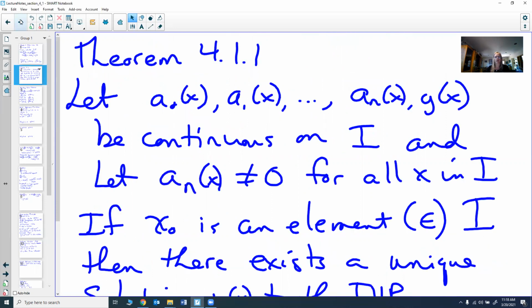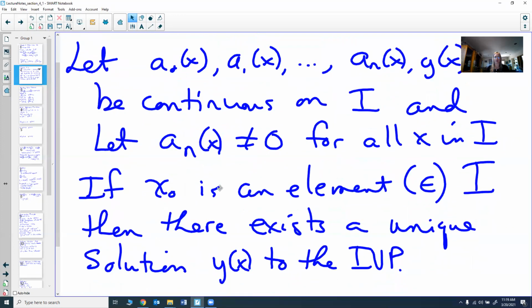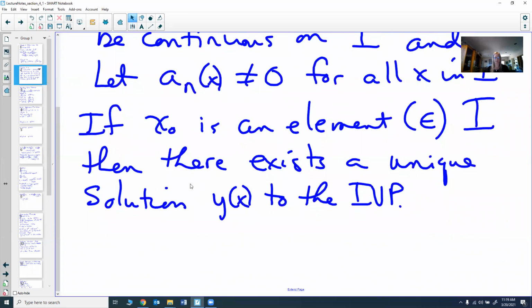We want to talk about whether or not we have solutions. If your coefficients, which can be functions of x, are all continuous on I, and your leading coefficient, a sub n of x, is not 0 for all x in I, then if x0 is an element in I, there exists a unique solution, y of x, to that initial value problem. In other words, if all of these coefficients are continuous and your leading coefficient is not 0, then you have a unique solution.